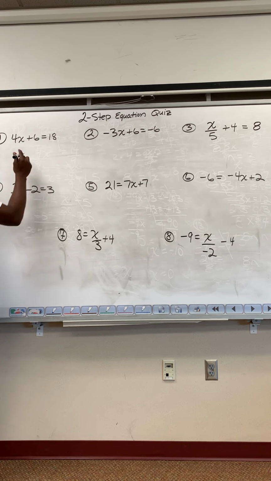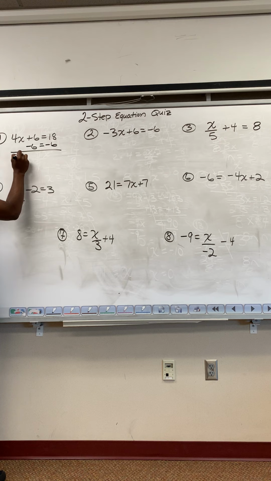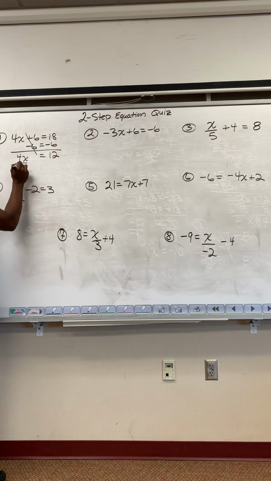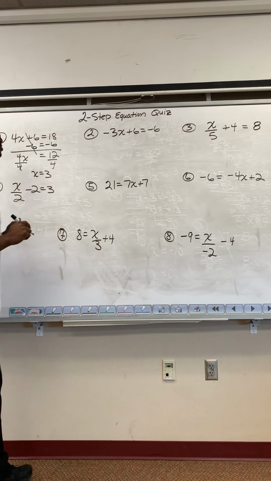4x plus 6 equals 18. So I'm gonna move through this quickly. I'm gonna subtract 6 on both sides. That's gonna leave us with 4x, and the 6s become 0. It's equal to 12. Then we'll divide both sides by 4. That leaves us with 1x is equal to 3. We cross out, so x equals 3.